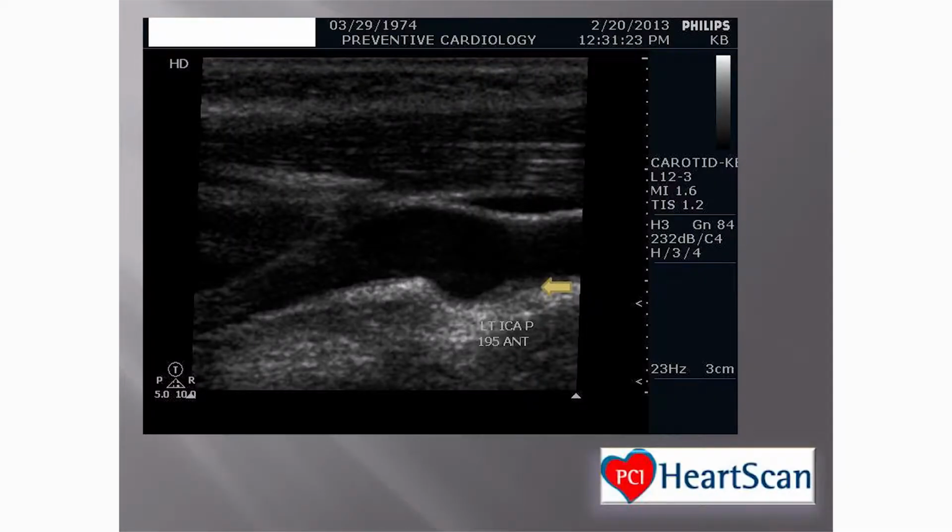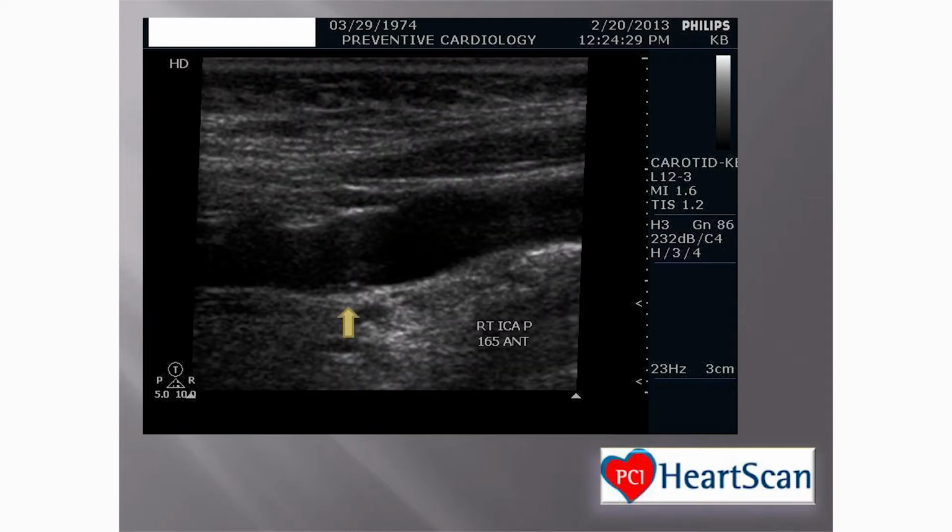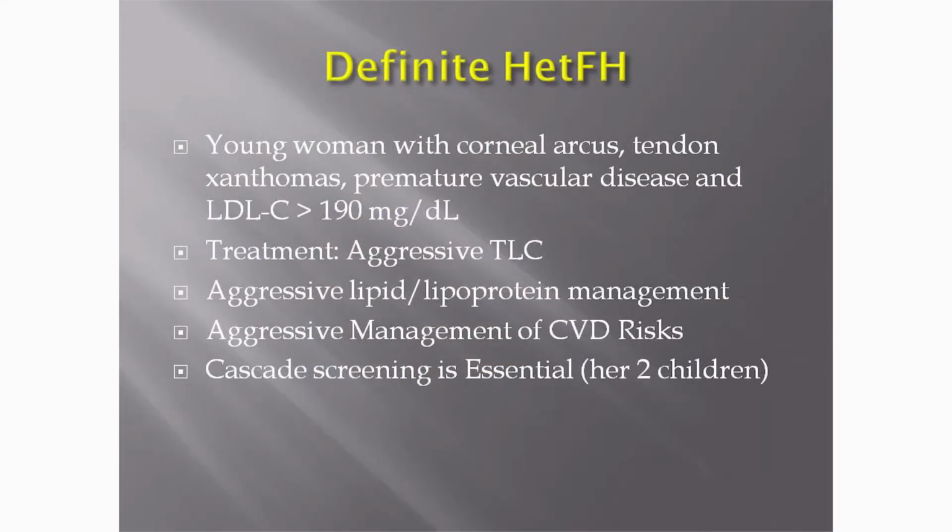The next image is that of carotid intima media, and you see a plaque, and there's an arrow there showing the plaque. Next image, the same thing, a very small plaque in the carotid artery. This is a very good way to assess your patients to see whether or not they have subclinical disease. This woman did have definite heterozygous FH. She has corneal arcus, she has tendon xanthomas, she has premature vascular disease in that her carotids demonstrated some plaque, and she had a very high LDL cholesterol.